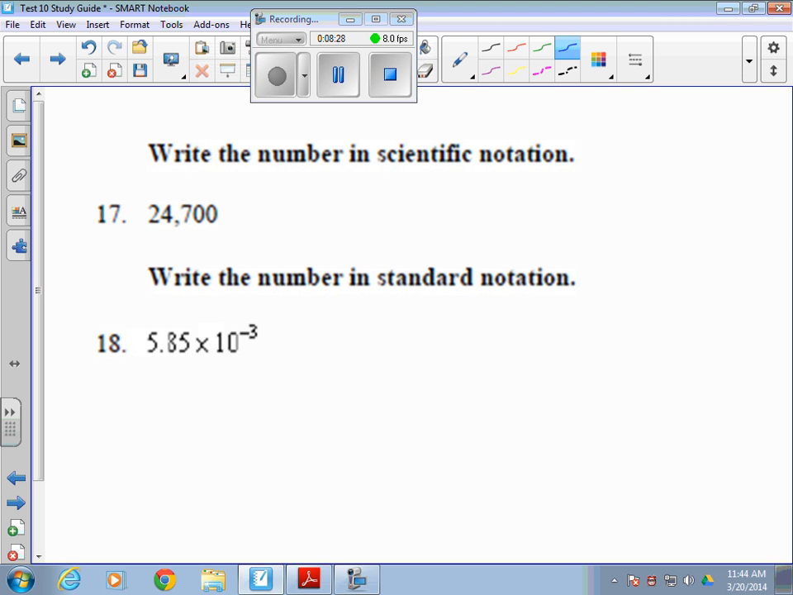Write this one in scientific notation. In order to be scientific notation, remember it has to be between the numbers 1 and 10. 1 is acceptable, 10 is not. So it has to be, actually not counting 10, between 1 and 10. So the only place you can put it to make it between 1 and 10 is right there.